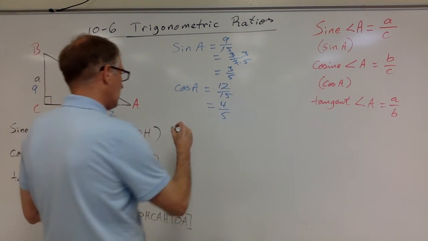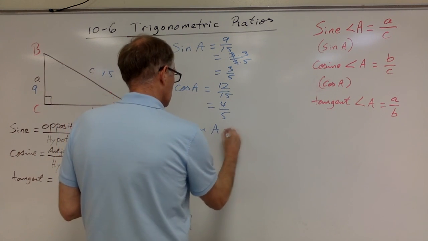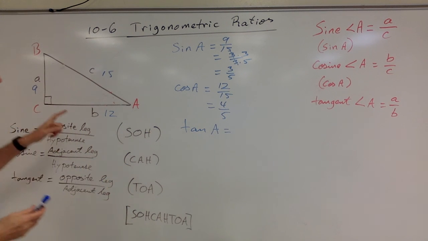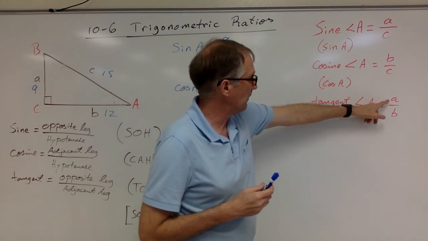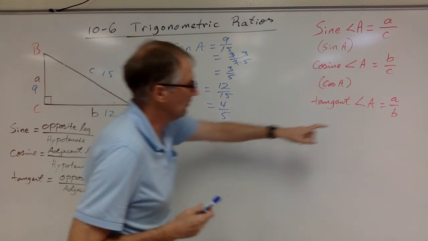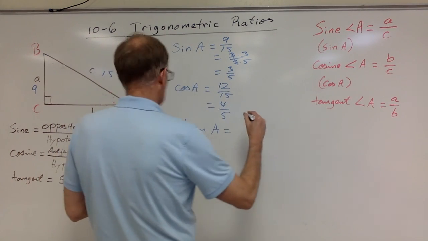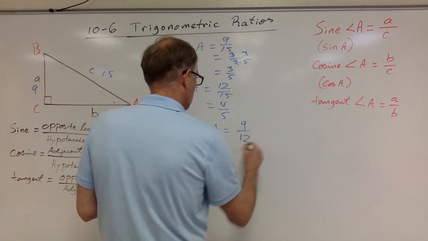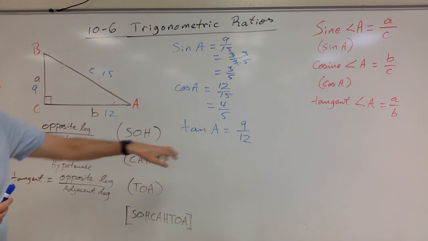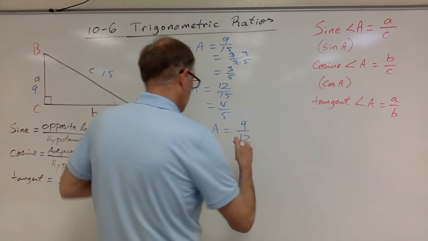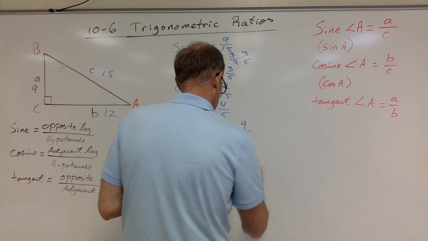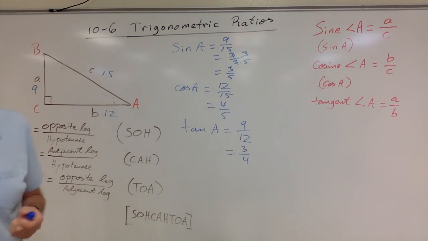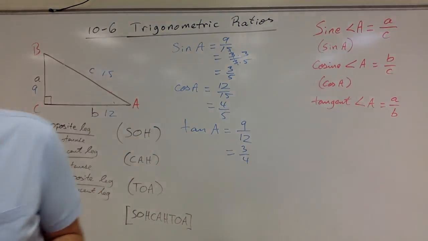And then the tangent of angle A is always the opposite over the adjacent, never the other way around. So in this case, the opposite side of angle A is length A, over the adjacent side is length B, and so that is 9 over 12. Well, 9 is 3 times 3, 12 is 3 times 4, so this reduces to 3/4. That is how we do that.